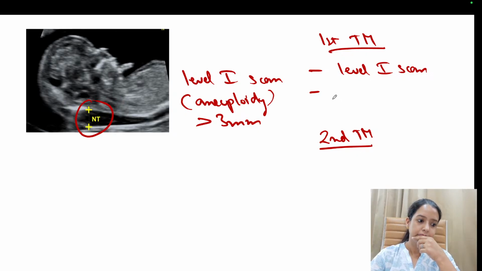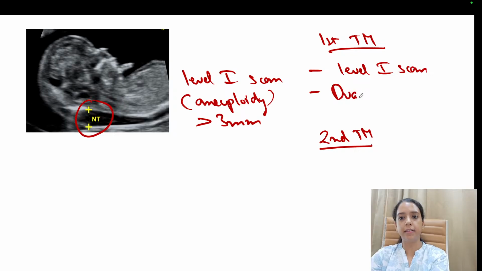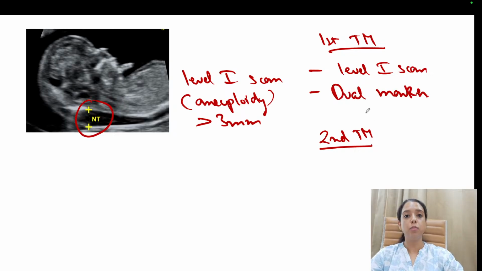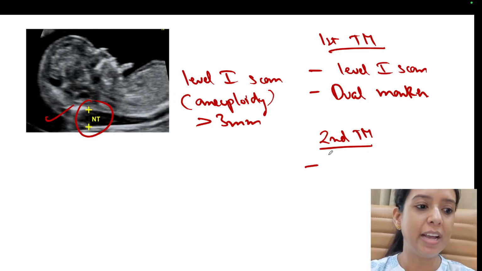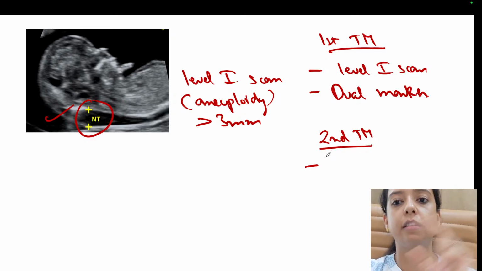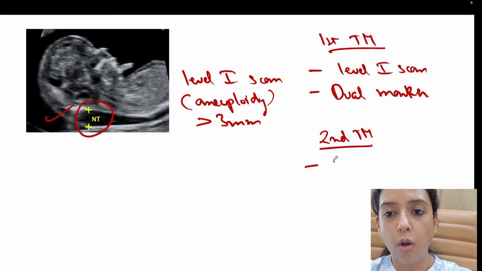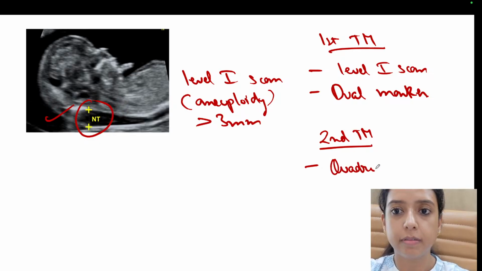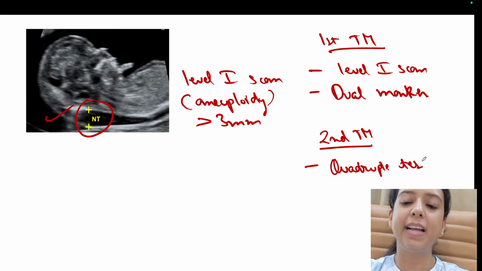Right, dual marker. Dual marker is the blood test that is done for aneuploidy screening in first trimester. So first trimester mein aneuploidy screening is done in two ways. One is this nuchal translucency, another one is dual marker. In second trimester now we can't do nuchal translucency. Nuchal translucency can only be done in first trimester. So if a patient has missed the first trimester screening, in second trimester I can only do the blood test, which is the quadruple test. Only quadruple test can be done.